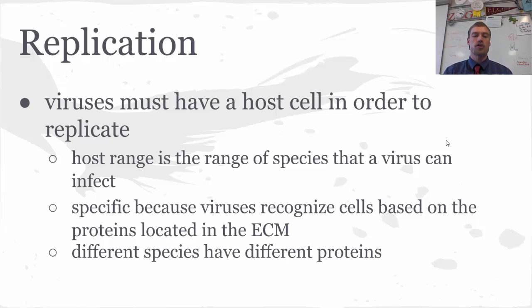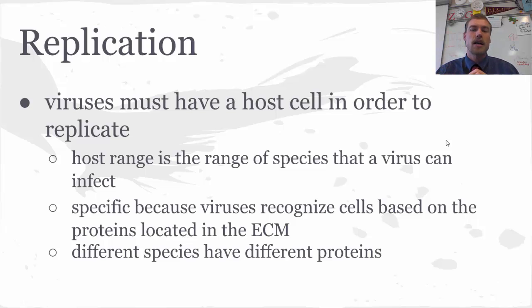So in order for replication to occur, viruses must have a host cell, and we can have what is known as a host range, which is the range of species that a virus can infect. Viruses aren't necessarily tied down to just infecting one species. Many times they can infect a couple of different species that are generally closely related to one another, although at times they can also be completely unrelated to one another, which is kind of interesting.